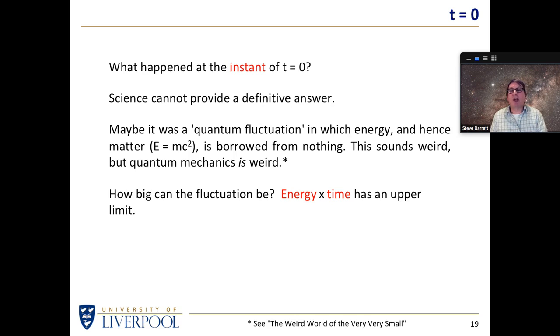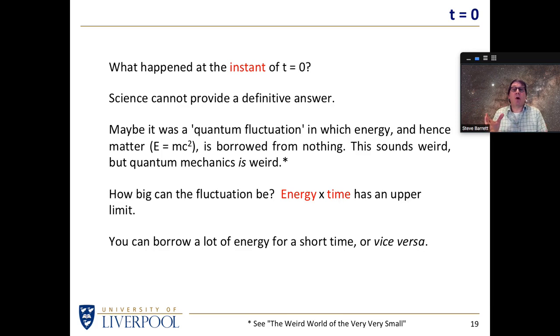Well, according to our understanding of quantum mechanics, if we multiply the energy by how long we borrow it for, there is an upper limit. In other words, you can borrow an awful lot of energy as long as you pay it back very quickly, or you can borrow a very small amount of energy for a long time, pretty much like a bank loan. If you borrowed £1 and you were charged interest, you wouldn't be too fussed as to how quickly you paid it back. But if you borrowed £1 million and were being charged interest, you would want to pay that back very quickly. And that's sort of how it works with this idea of a fluctuation. You can borrow energy from nothing as long as you pay it back quickly enough that the universe doesn't notice.